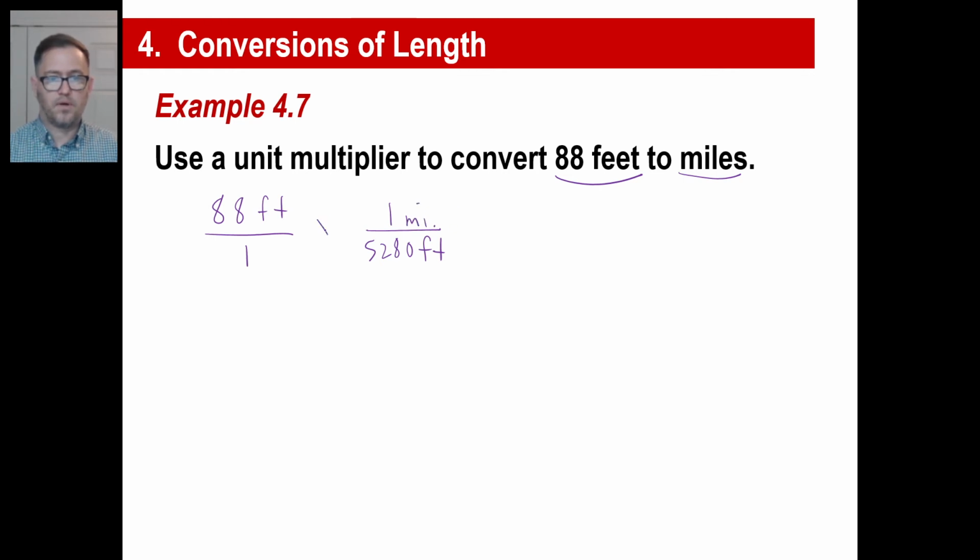Okay, now we're going to multiply it, right? Now what cancels? The feet cancel and the feet cancel. Okay, so we have 88 on top. On the bottom we have 5,280 because they're both being multiplied by 1. And that's going to be miles. And if you want to, you can do the long division and figure out what that is, or just reduce the fraction, or however you want to handle it. But for our purposes, that's the method we're going to use, okay?